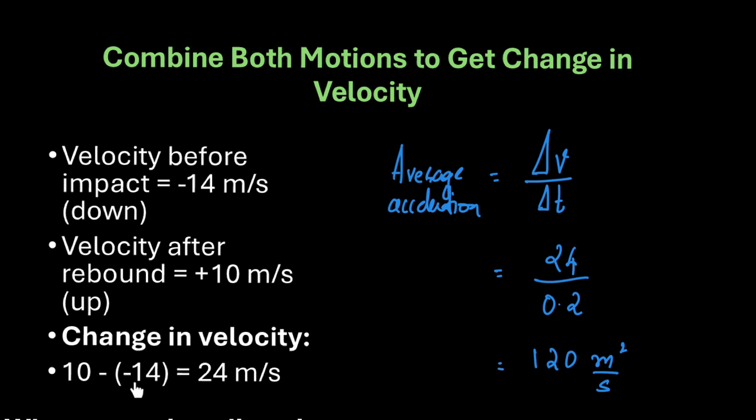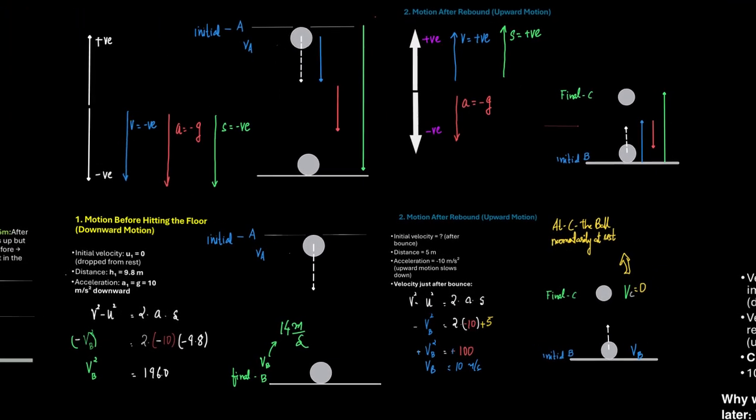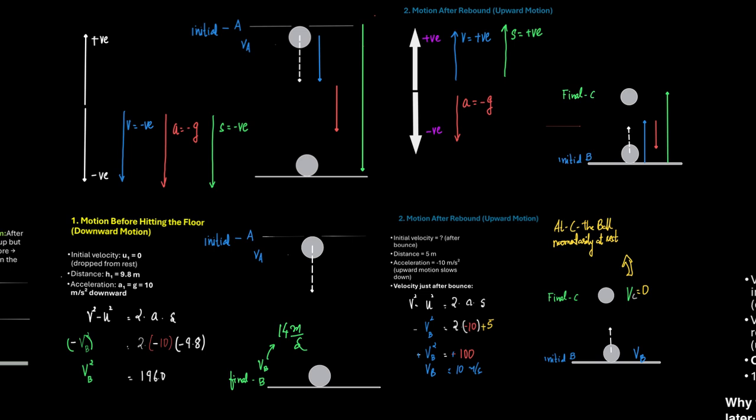10 minus minus 14 is 24 meter per second, and therefore average acceleration is delta v by delta t. Delta v is 24 meter per second, all of this happening in 0.2 seconds, so that becomes 24 meter per second by 0.2 seconds, which gives us 120 meter per second square. So yes, this understanding is really important here: sign convention and applying that to the upward and downward motion.